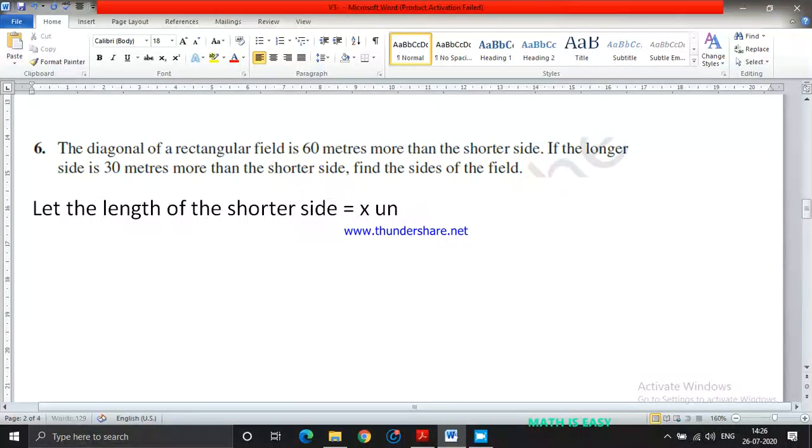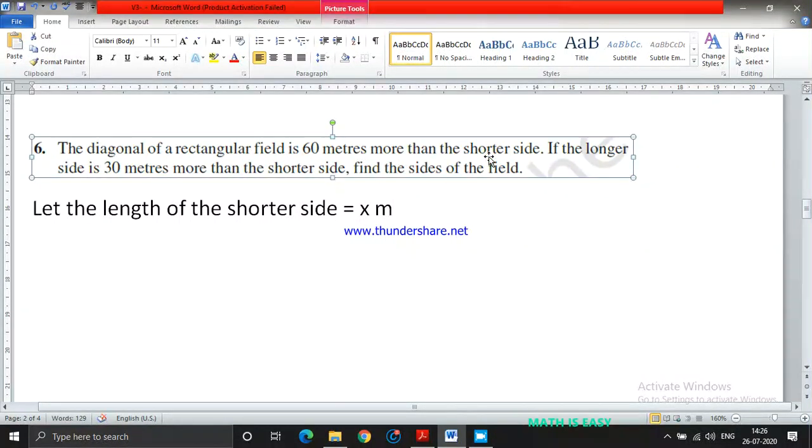Meters is given, right? So let me take this as x meters. Why am I taking only the shorter side? Because the diagonal of the rectangular field is 60 meters more than the shorter side. That means if I know the shorter side, I can find the diagonal. For example, if the shorter side is 10, then the diagonal will be 10 plus 60, which is 70. Similarly, the longer side is 30 meters more than the shorter side. That means both the diagonal and the longer side depend on the shorter side.